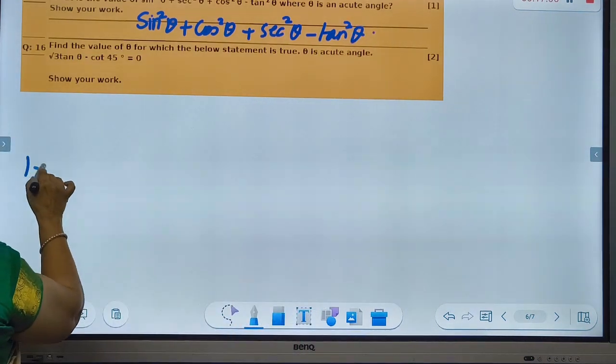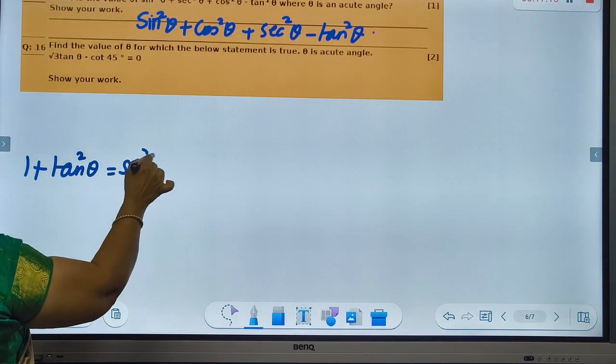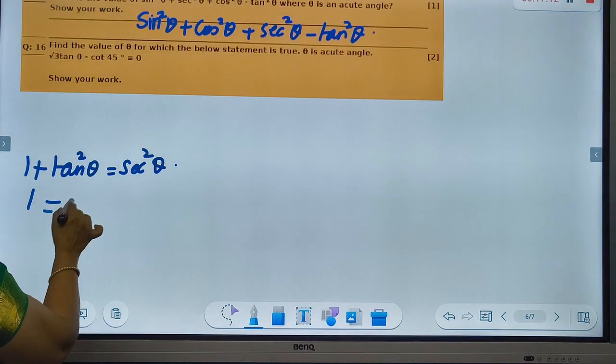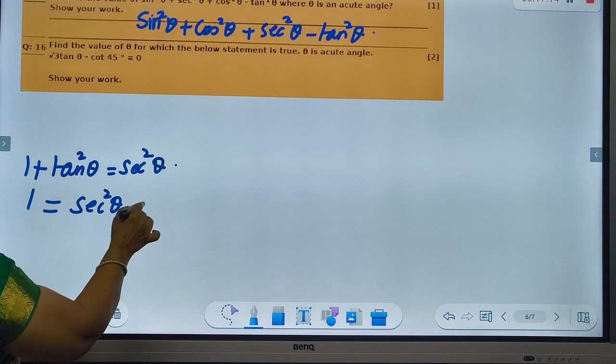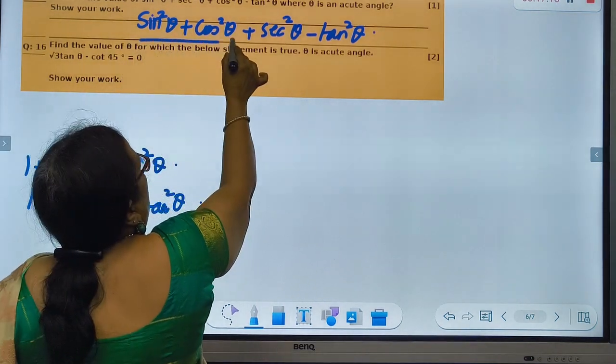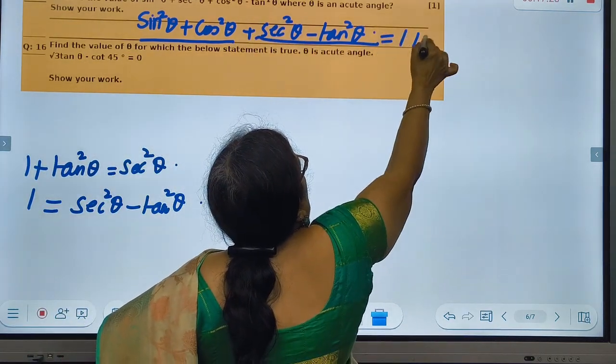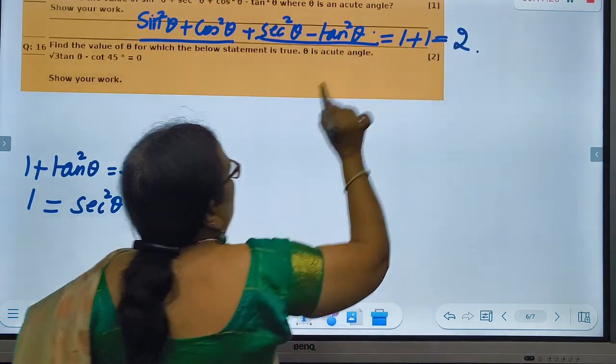You know that 1 plus tan square theta is equal to secant square theta. So, 1 is equal to secant square theta minus tan square theta. So, sin square theta plus cos square theta is 1, and secant square theta minus tan square theta is 1. So, 1 plus 1, which is 2.